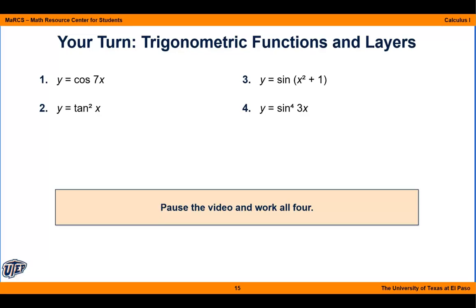Now it's your turn to apply the chain rule to trigonometric functions. For problem 1, differentiate cosine 7x and include the derivative of 7x. For problem 2, remember that tan squared of x means tan of x is squared. Differentiate the square first, then differentiate tan of x. For problem 3, keep x squared plus 1 inside the cosine after differentiating the sine. For problem 4, recognize 3 layers, the fourth power, the sine function, and 3x. Pause the video now and work all 4 problems, then continue when you are ready to check your answers.